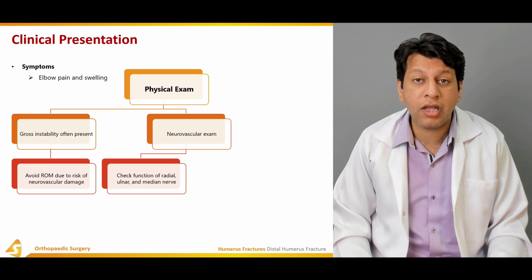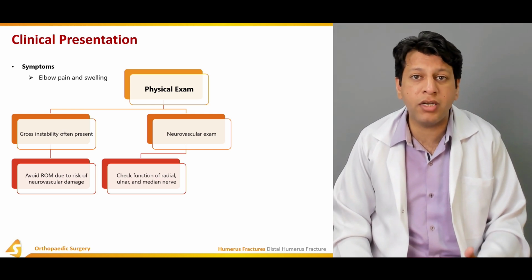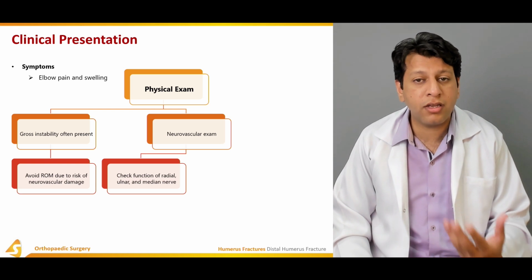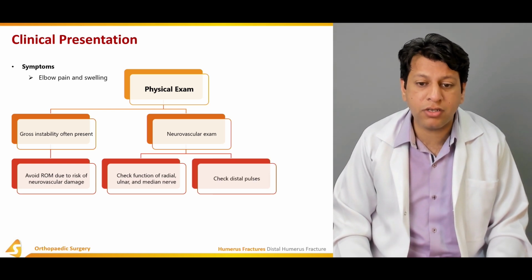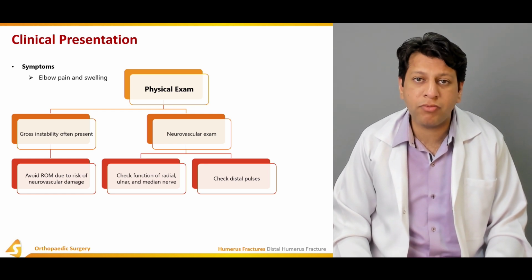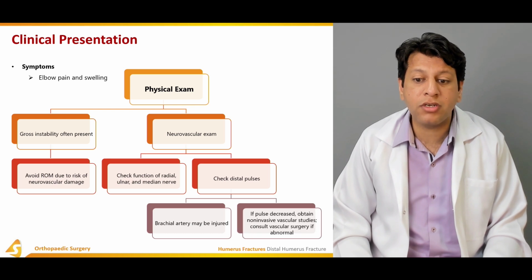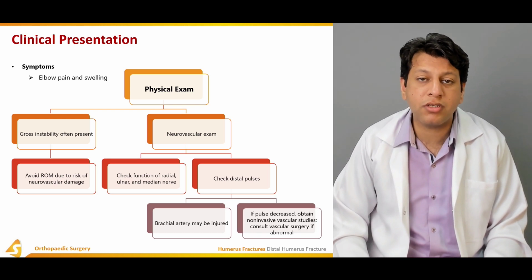Many nerves and arteries go through the elbow, such as the radial nerve, median nerve, ulnar nerve, and the brachial artery. So we have to check all these nerves along with the brachial artery in the form of distal pulses. The brachial artery may be injured, and if the pulse is decreased, obtain non-invasive vascular studies first.